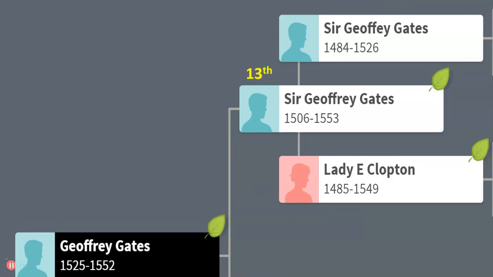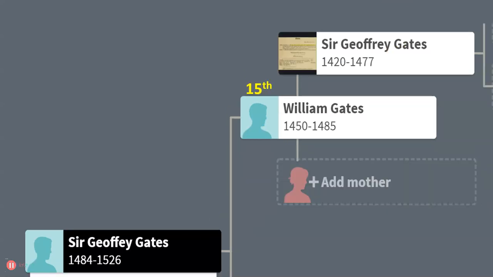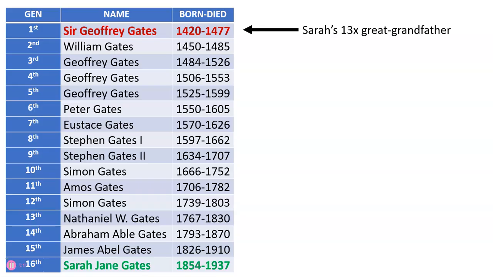13th generation, Jeffrey Gates. 14th, another Jeffrey. 15th, William Gates. And finally, we get to our last ancestor, Sir Geoffrey Gates, born in 1420. I went through that rather quickly, so I just wanted to put it on a table here to summarize it, showing how we start from Sarah Jane Gates in 1854, and we climb all the way back through her genealogy, through her ancestral lineage, to find that she descended from Sir Geoffrey Gates.